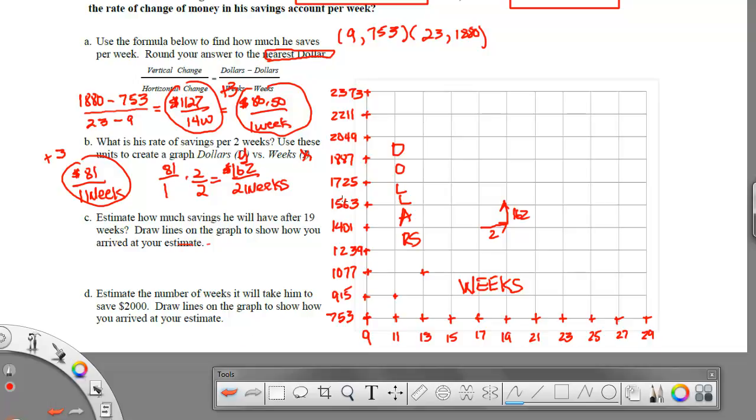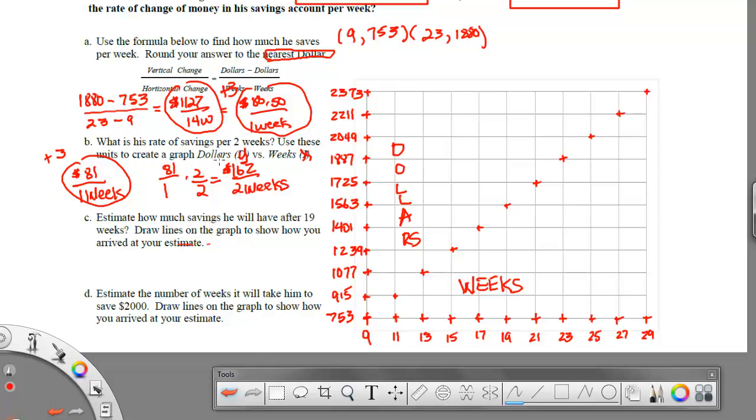Okay, I'm back, and these are my dollar units coming up on the left-hand side, and then I have my weeks going across the bottom. And we know that every time I go over 2 weeks, I go up $162 and so forth. So we know that this line is going to end up being a diagonal line that cuts through the center of this coordinate plane. So over 2, up 162, over 2, up 162, and so forth. Over 2, up 162, and then it ends right up there.